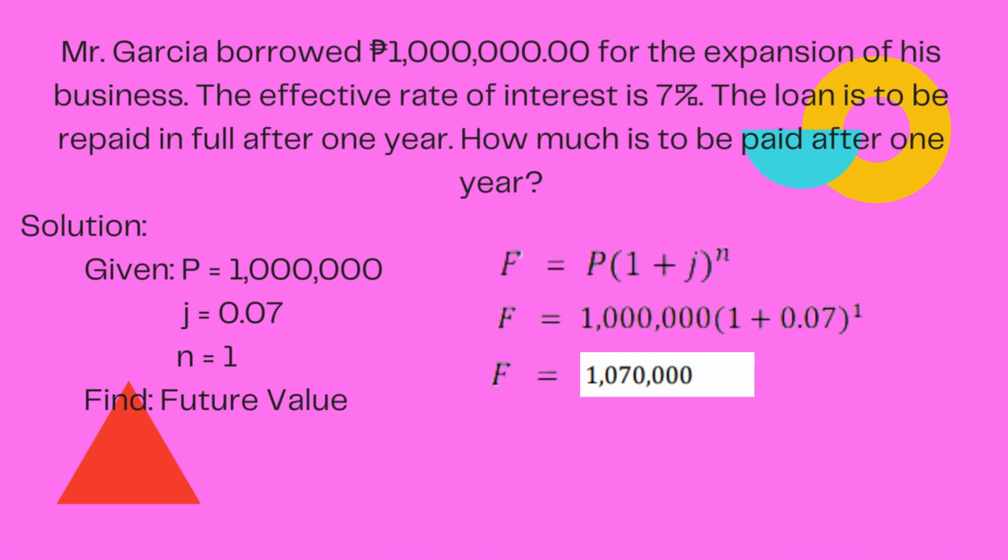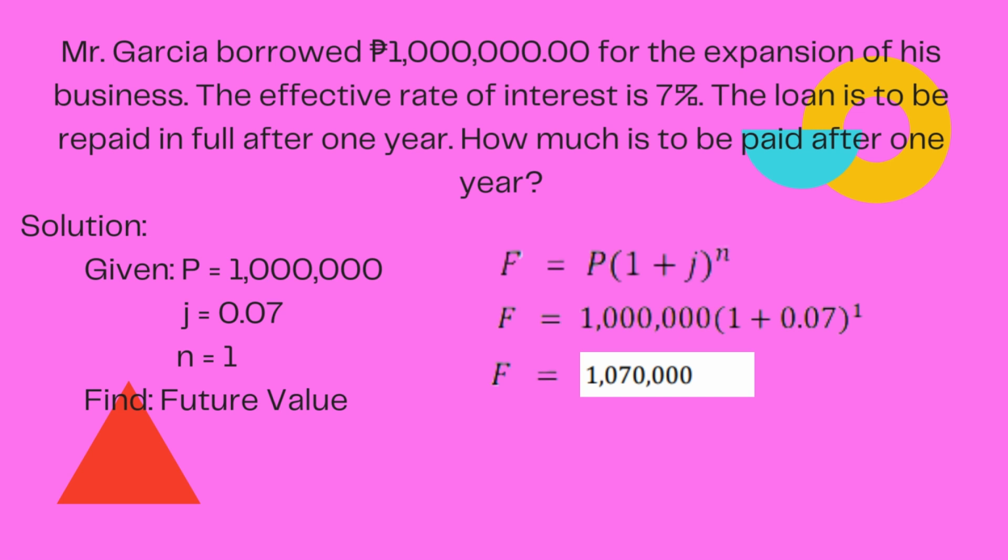In this example, we are asked to look for the total amount to be paid as a whole in the entire term, or simply the future value. So here, Mr. Garcia borrowed 1 million pesos for the expansion of his business. So probably this is a business loan. The effective rate of interest is 7%. The loan is to be repaid in full after 1 year. How much is to be paid after 1 year?